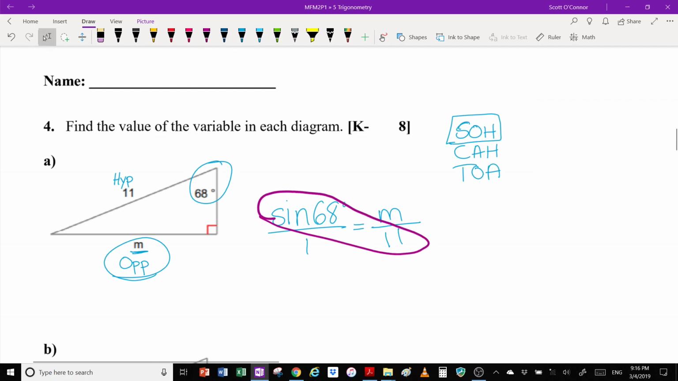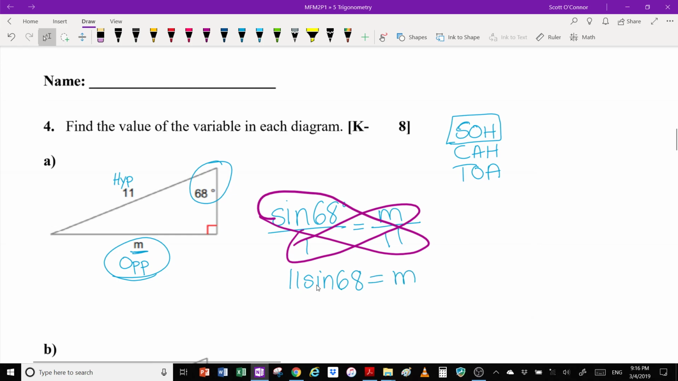So this is going to get multiplied, this is going to get multiplied. Now we know anything times 1 is just the other number, so I don't have to even write the 1 times m, it's just going to be m. And my next line is 11 times sin 68 is equal to m.